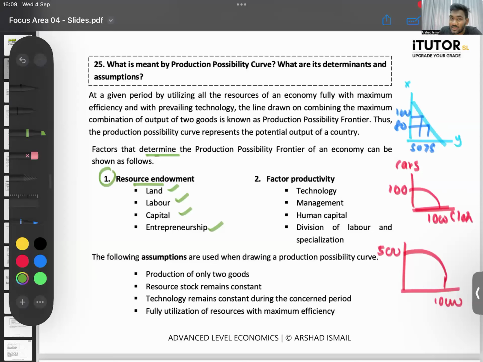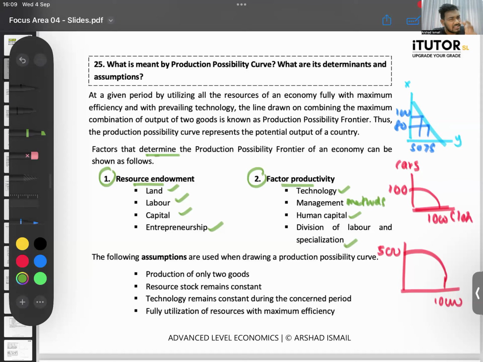And not just the resources, it's also the resource productivity or your factor productivity. In Japan, maybe they have better technology. Maybe they have better management methods. Maybe they have better human capital. Remember, we learned human capital. The skills, the knowledge of their labor is much higher. Maybe Japan is practicing things like division of labor and specialization. So that is why Japan's PPC is much bigger.